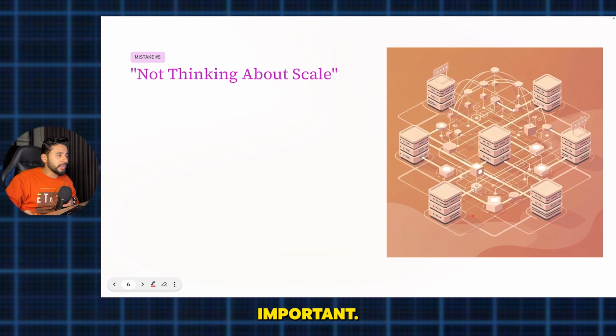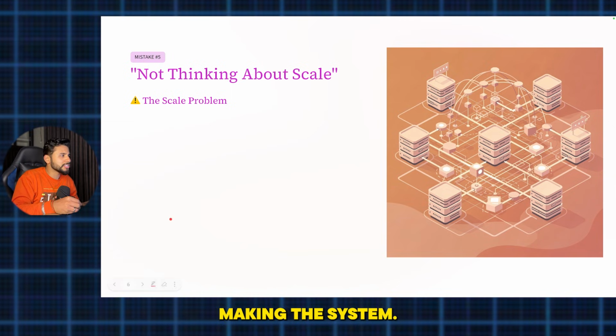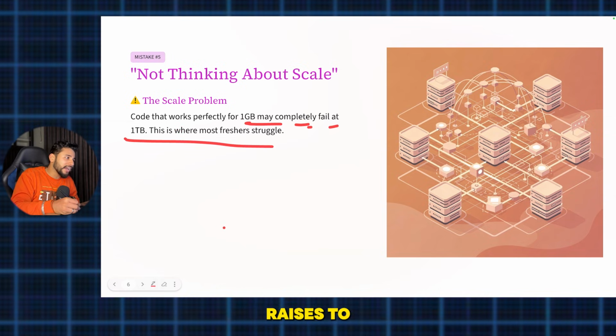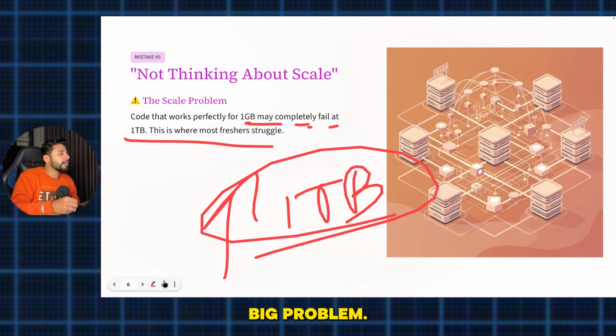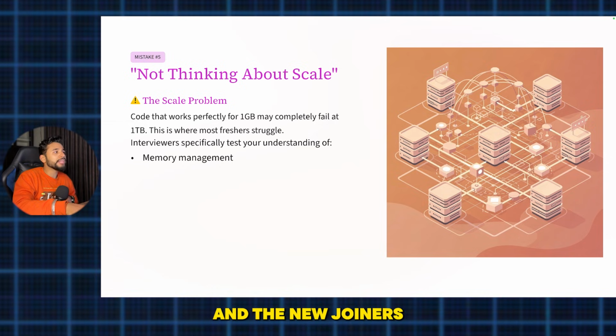Next thing is that you are not thinking about scale. You are just making the system, and thinking, my work is done, that is fine. The scale is the problem. Code that works perfectly with 1 GB may completely fail when the data grows to 1 terabyte. That will be a very big problem.